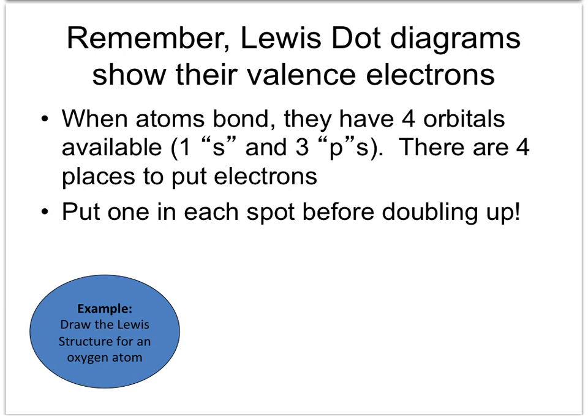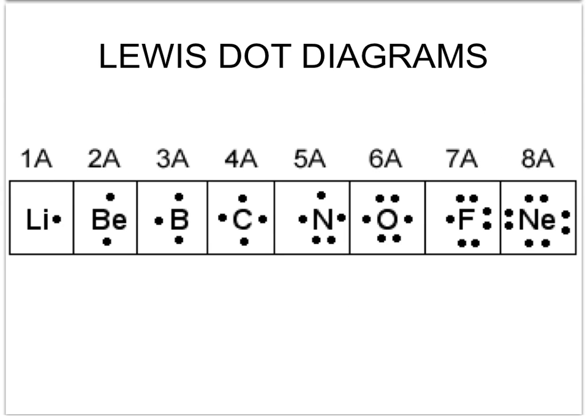Remember that Lewis dot diagrams are a great way to show the valence electrons. Remember, atoms only have 4 orbitals available to hold electrons, 1s and 3p. That means there are 4 places to put the electrons. Since oxygen has 6 valence electrons, if we were to draw that Lewis dot diagram, we would go ahead and put a dot on each side first to represent the s and the 3p orbitals, and then we would go back to make the 5th and the 6th electron. Here's a quick snapshot of some other Lewis dot diagrams.